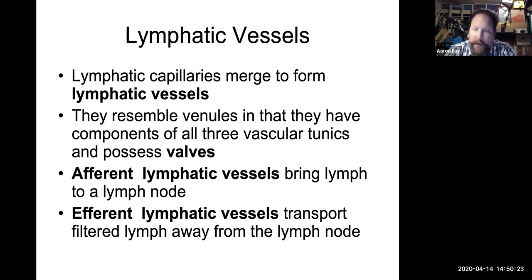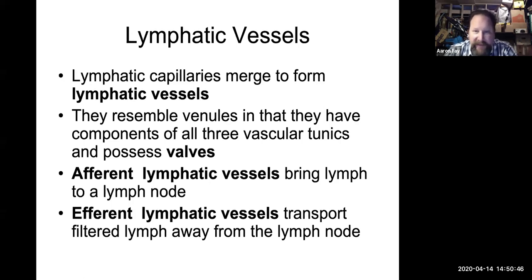Okay, let's talk about the particulars of the structures of lymphatic vessels. Lymphatic capillaries, which only have a single layer, are going to fuse to form larger structures called lymphatic vessels. So these are going to have all three tunics: tunica intima, tunica media, tunica externa. They do have valves, so they look very much like veins.